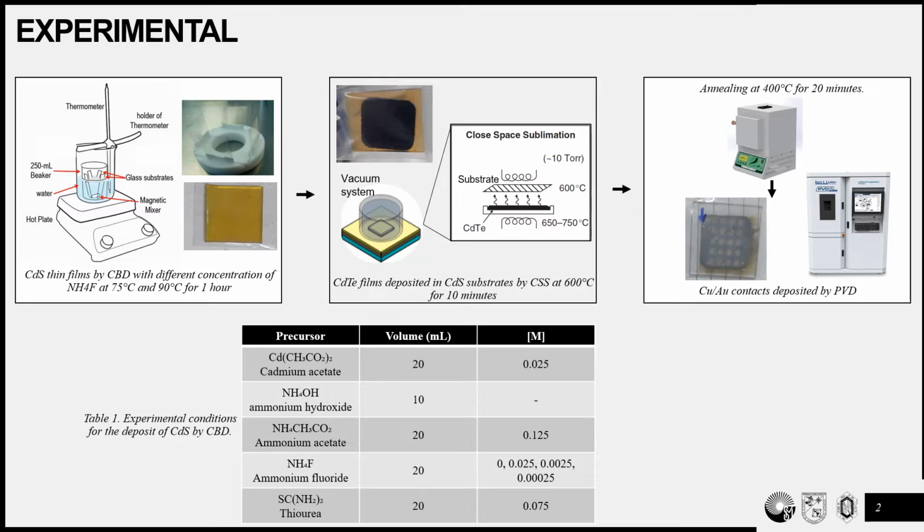The deposit temperatures were 600 Celsius degrees for the source and 500 Celsius degrees for the substrate. Subsequently, the CdTe films were subjected to a common activation treatment with chlorine salts at 400 Celsius degrees temperature for 20 minutes. Finally, the copper and gold contacts were placed using the physical vapor deposition technique.